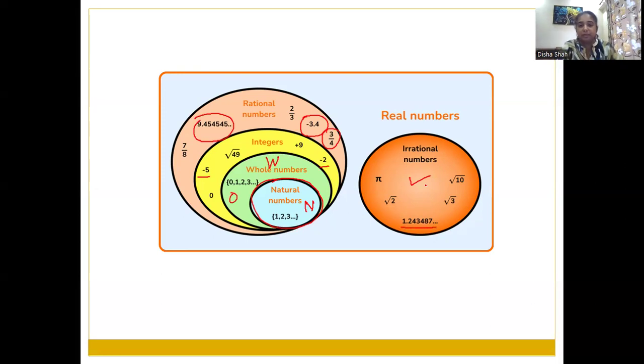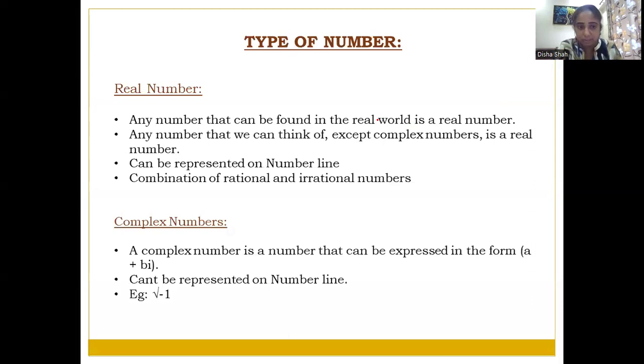ये सब numbers बना के मिल जाता है real numbers. So what is a real number? Real number is nothing but the rational number plus irrational number. They form real number. और जो numbers real नहीं होते उन्हें क्या कहा जाता है? So those numbers are called as complex numbers. So let's understand what is a real number and complex number. So real number is any number that can be found in the real world. जो नंबर समझ में आते हैं ना हमें उसे कहते हैं रियल नंबर, और जो समझ के परे हैं, those numbers are complex numbers. So any number that we can think of except complex number is a real number.